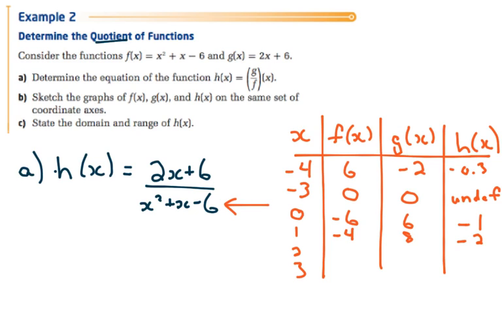Plug in 2 for f, we get 0 again. Plug in 2 for g, we get 10. And again, we're going to end up with 10 divided by 0. Dividing by 0 is undefined. Plug in 3 for f, we get 6. Plug in 3 for g, we get 12. 12 divided by 6 is 2.